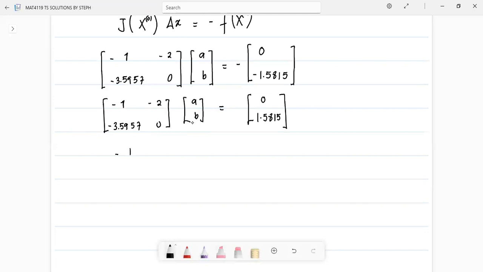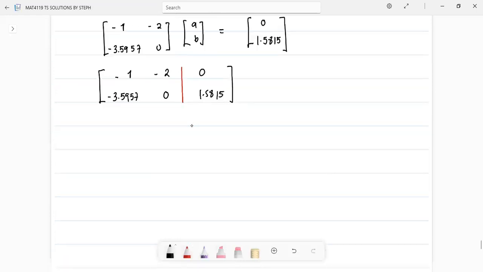So I'll write this in terms of an augmented matrix. Here we have 0, and then this is negative 3.5957, and then here we have 0, here we have 1.5815. I'll separate this with the line. Now I'll do the row operation. This one is my pivot from the first row. I'll do the row operation by eliminating this value below the pivot, by making that value equal to 0.